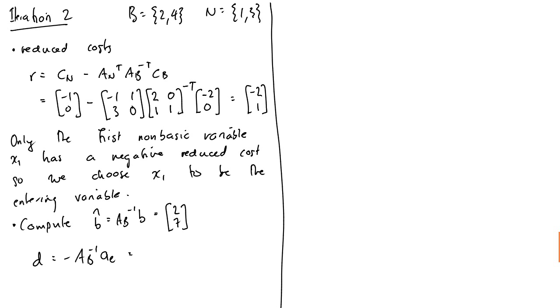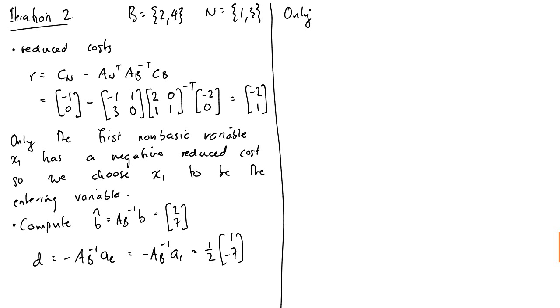Now our entering variable is x1, so it's going to be negative A_B inverse A1, the first column of A, which if you work that out gives you 1/2 of 1, negative 7. Okay, so now we go to computing those ratios to see what we can increase x1 to make one of the basic variables 0.